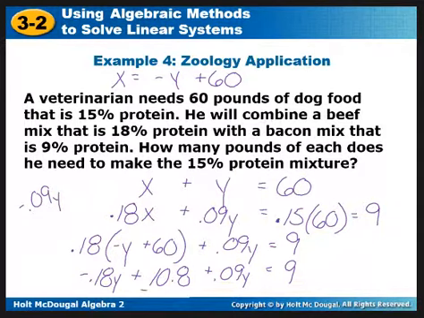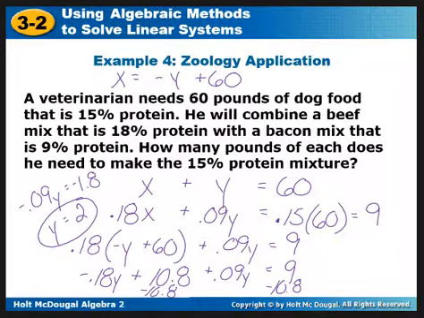I can subtract the 10.8 to the other side, which is going to leave me with negative 1.8. Then we would just have to do some dividing there, and you can see this is going to work out fairly well, because when I divide both sides by negative 0.09, I'm going to get positive 2.